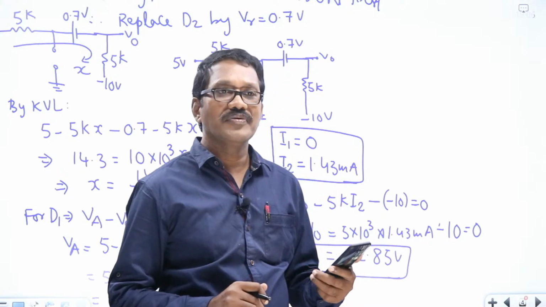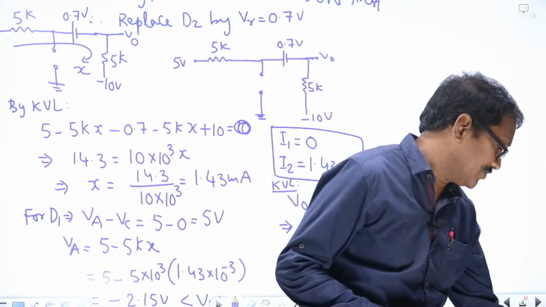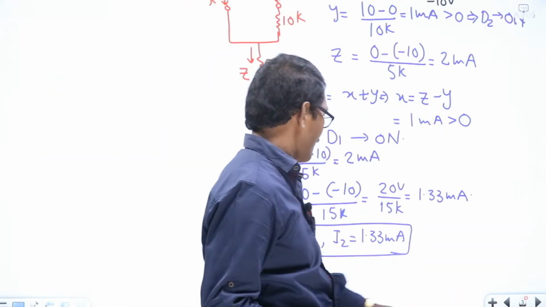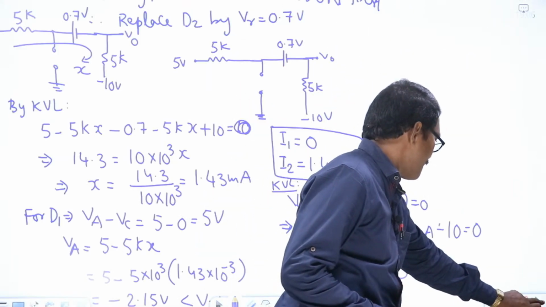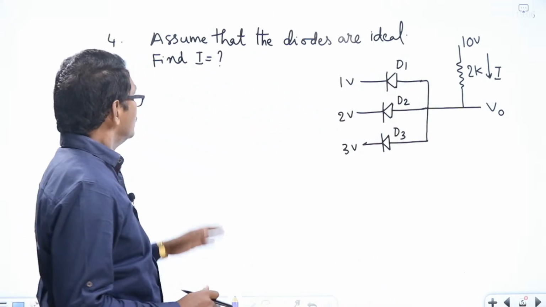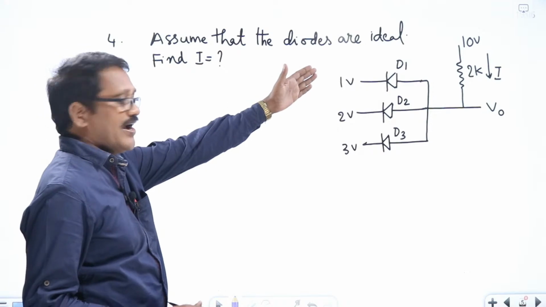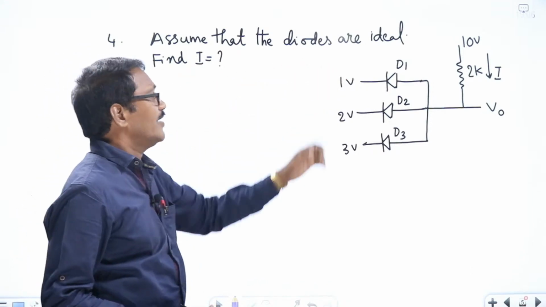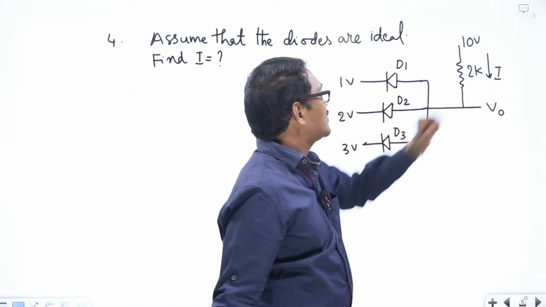Okay, we will try to solve the next problem. Assume that the diodes are ideal. That means V gamma is assumed to be 0. Find I. So the current I in this case.